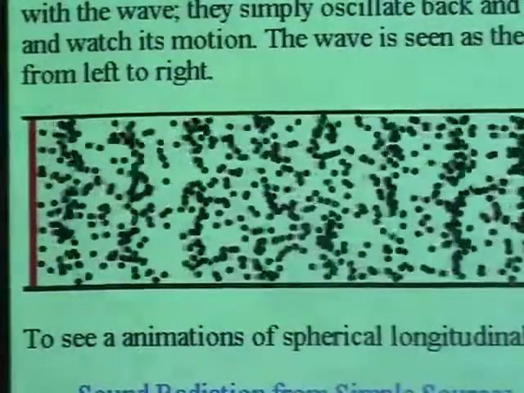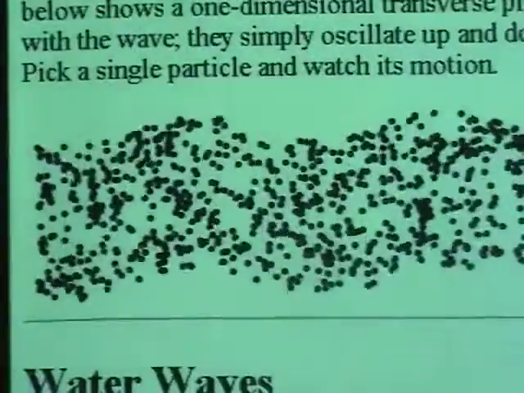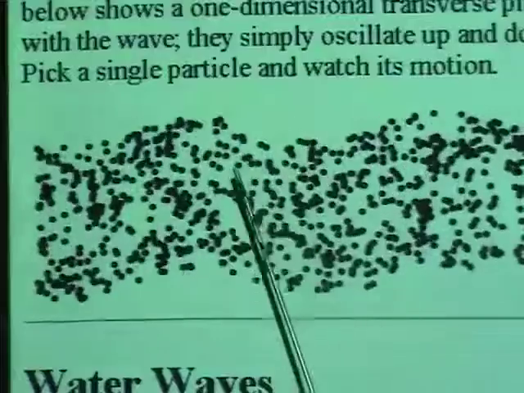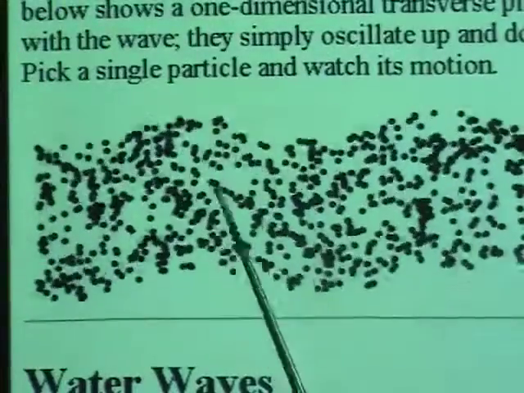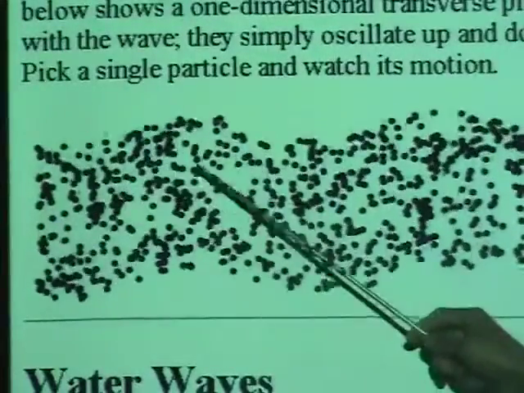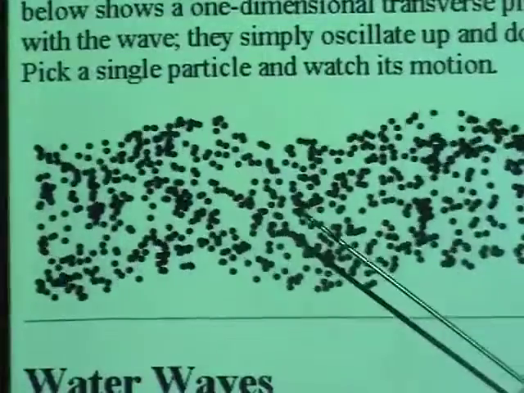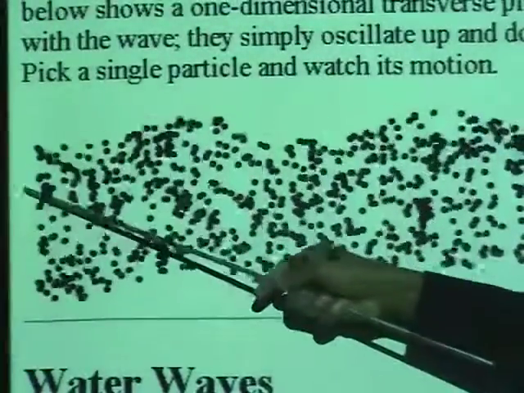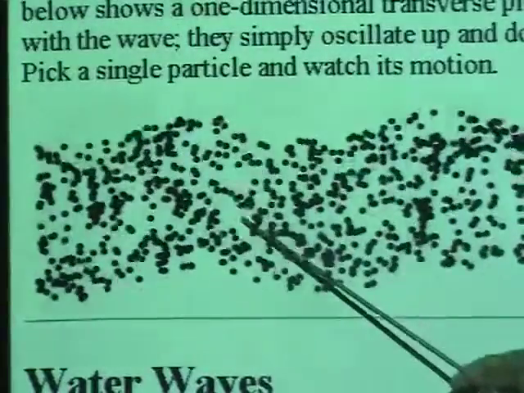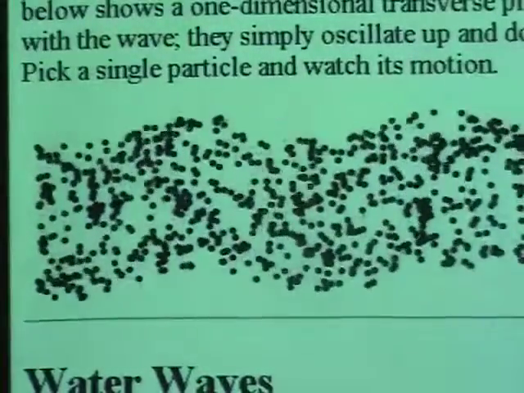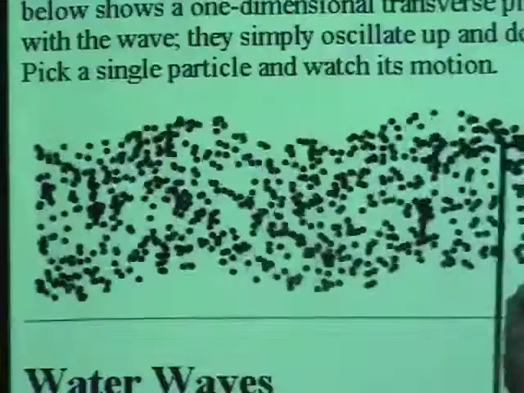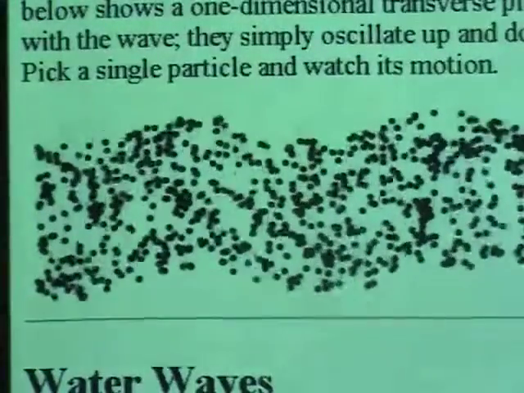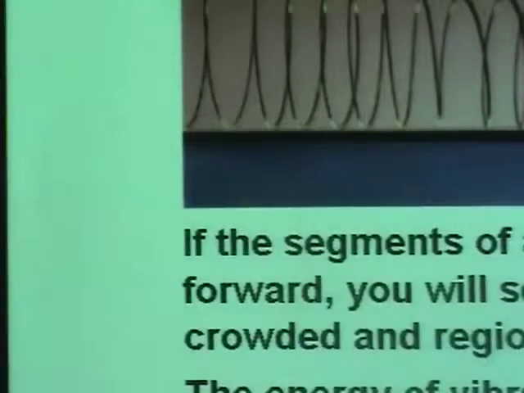Now, in the same way, what is a transverse wave? In a transverse wave, the particles move up and down. The energy moves at right angles. You see? So you must distinguish between a transverse wave, where you have crests and troughs, and a longitudinal wave, where you have high density regions and low density regions.